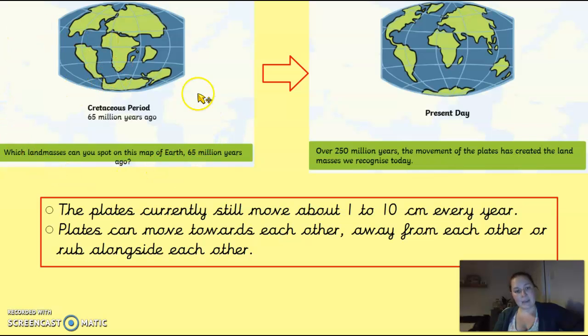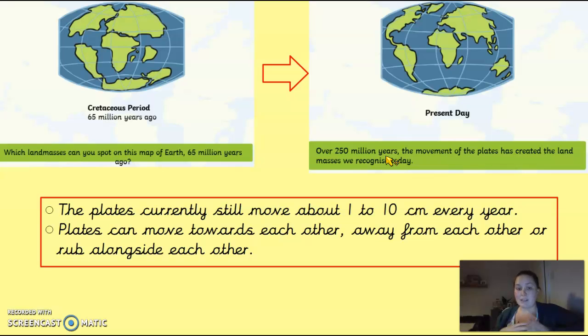Okay, and here we've got 65 million years ago, and it's looking even more similar to what we know. And then here, the present day. Okay, so they've split even further apart. So this looks like a world map that we recognise today.